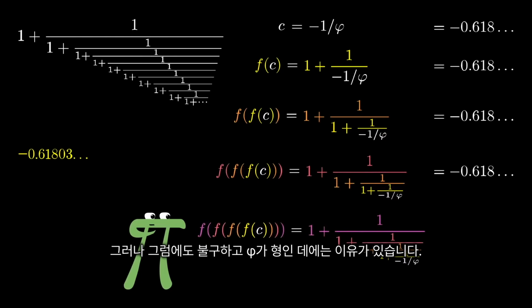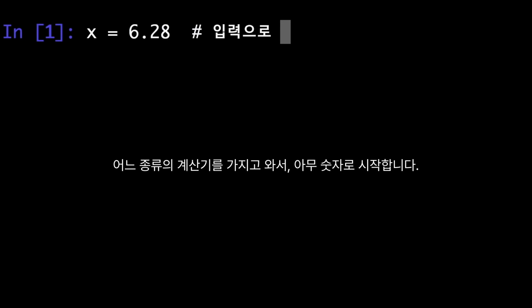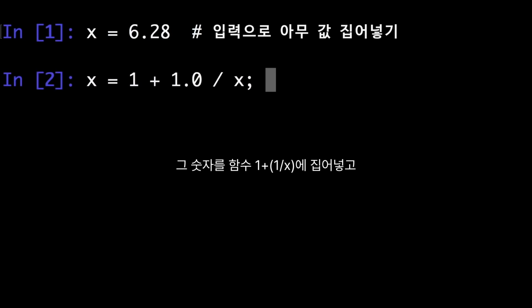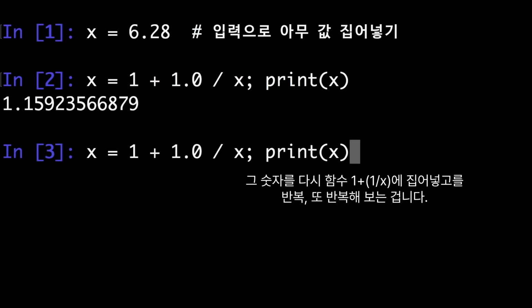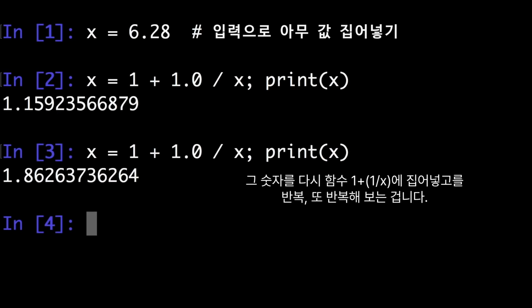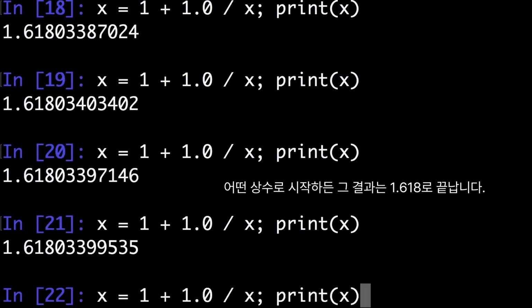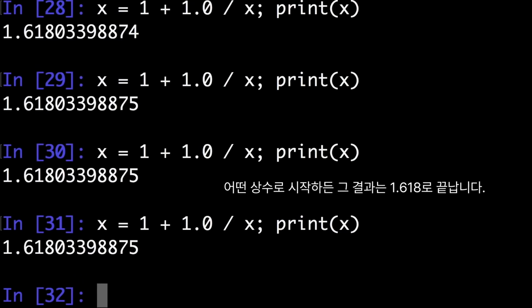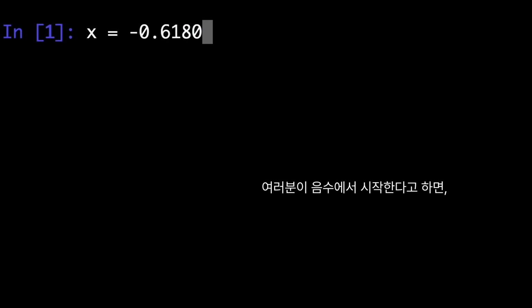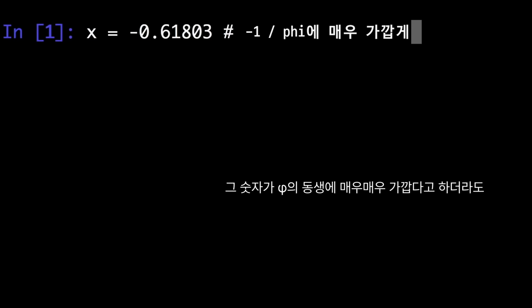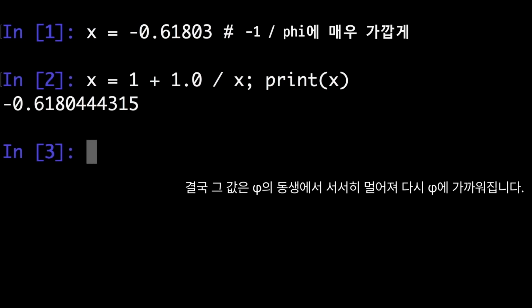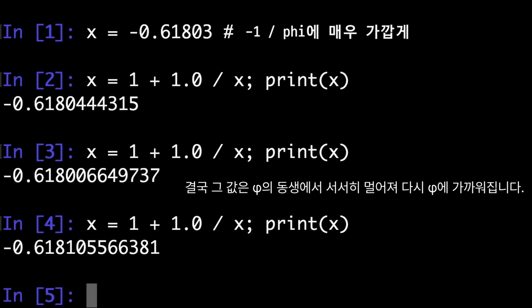But even then, there is one reason that you should probably view phi as the favorite brother in this pair. Here, try this. Pull up a calculator of some kind, then start with any random number, and then plug it into this function, 1 plus 1 divided by x, and then plug that number into 1 plus 1 over x, and then again, and again, and again. No matter what constant you start with, you eventually end up at 1.618. Even if you start with a negative number, even one that's really, really close to phi's little brother, eventually it shies away from that value and jumps back over to phi.